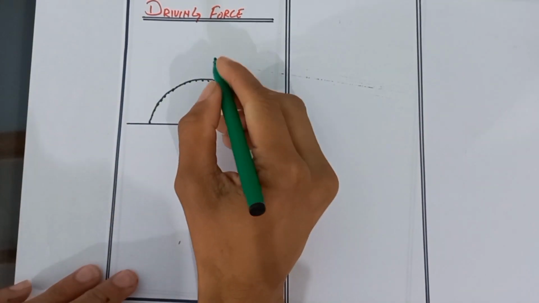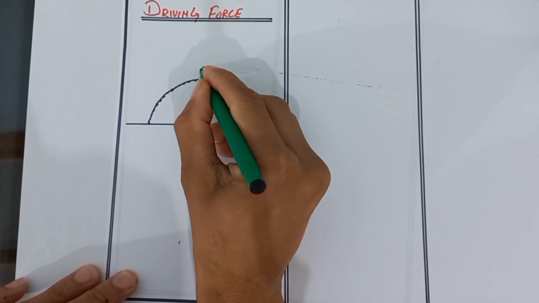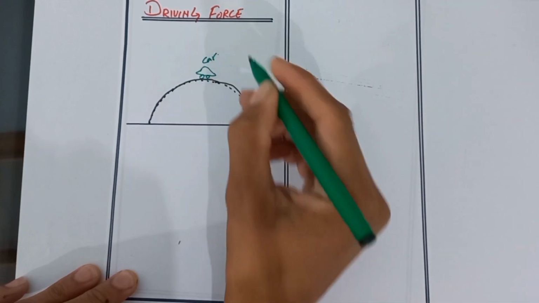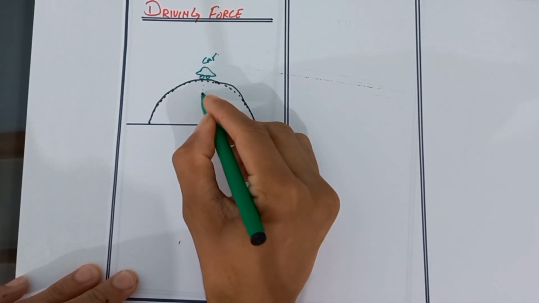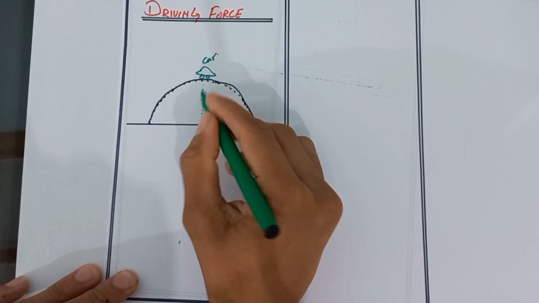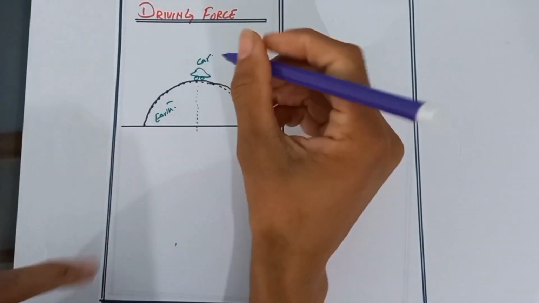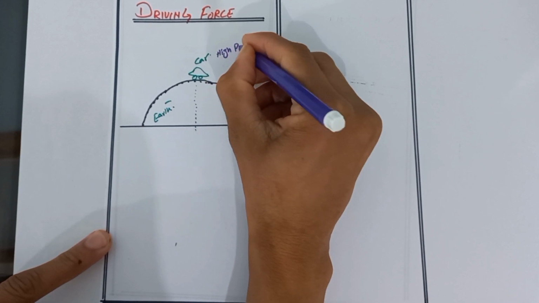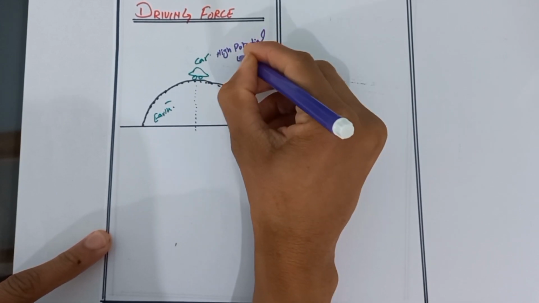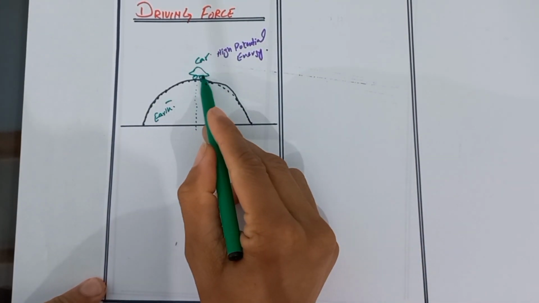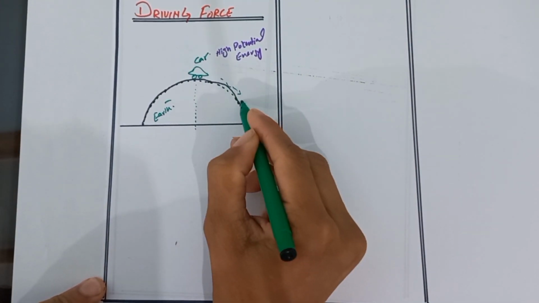Well, consider a car that is on top of the mountain. Hence, this car possesses high potential energy because of its vertical position above the ground in the gravitational field of the Earth. So it possesses high potential energy. We know that the car moves from the top of the mountain toward the ground by itself.